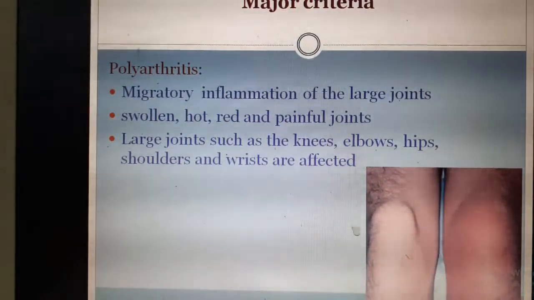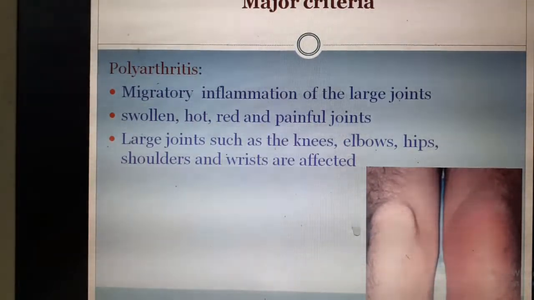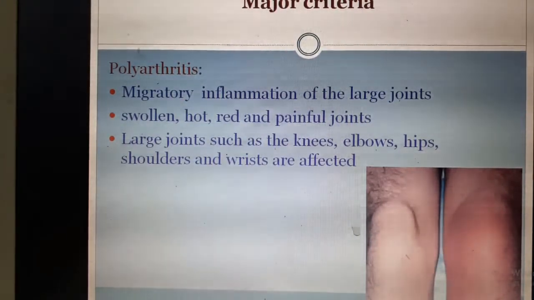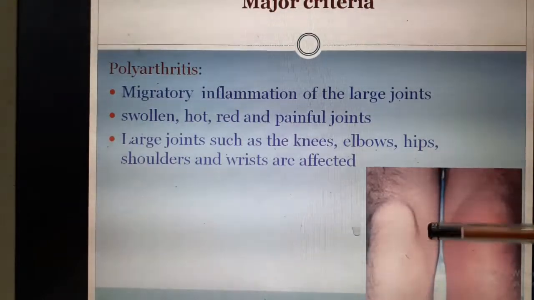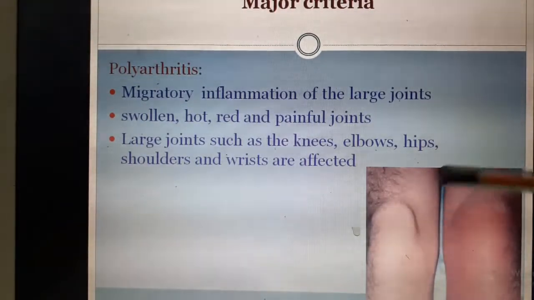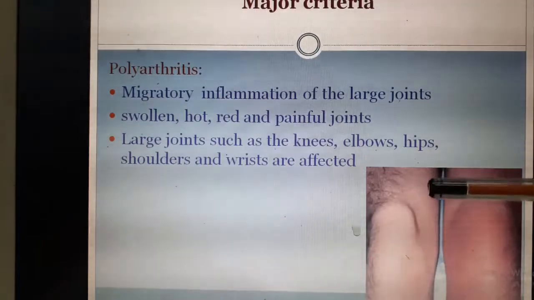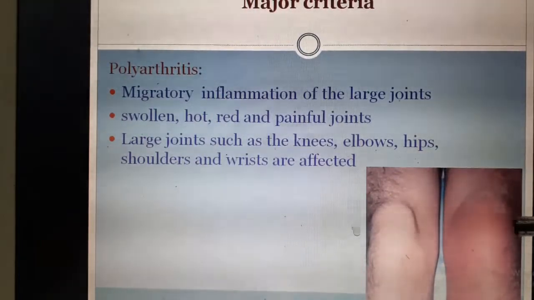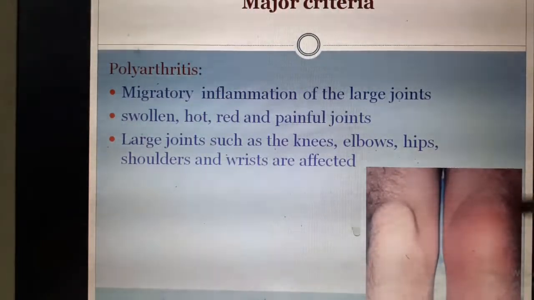Now, how do we diagnose it, or what are the clinical manifestations? There is something called Jones criteria. There are major and minor manifestations. The major manifestations are 5. One is polyarthritis. Children will typically present with migratory inflammation of the large joints. As you can see, mainly the knee joint, elbows, hip joint, shoulder and wrist are affected. They can have swollen, hot, red and painful joints, as you can see in this picture.